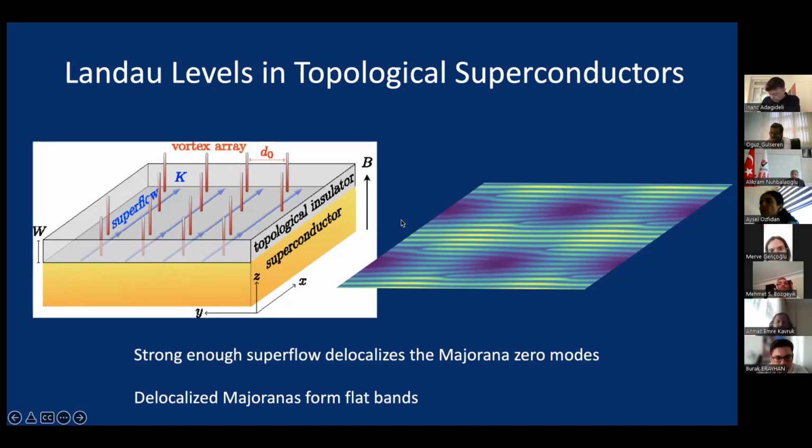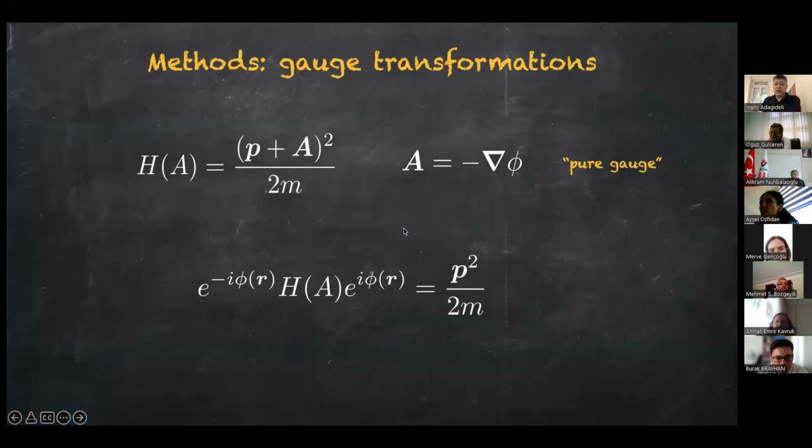Now I'm going to switch gears and tell you about some methods, and how you can actually get these protected Landau levels in this case and not in other cases. The method that we're going to use is something you remember from your courses: the method of gauge transformations, right? So let's just go through this.